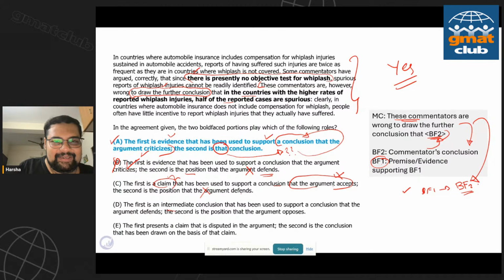Second is an intermediate conclusion. That's definitely not true. It's being used to support a conclusion that the argument defends. It's not true. Second is a position that the argument opposes. Yeah, that is okay. We could live with that. The first presents a claim that is disputed in the argument. Is it disputed though? Notice even the author is very clear to say this is correct. It's not even disputed. So just showing you how answer choice analysis also works through this example. SC paying off after 1.5 years, of course. So that can happen, right?